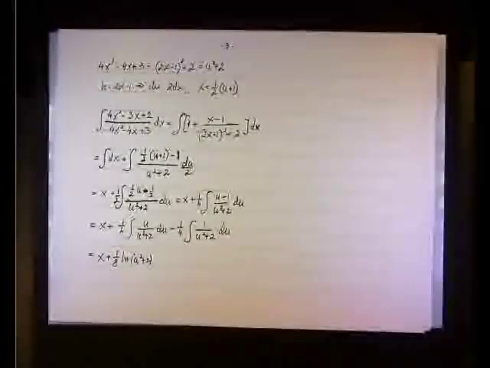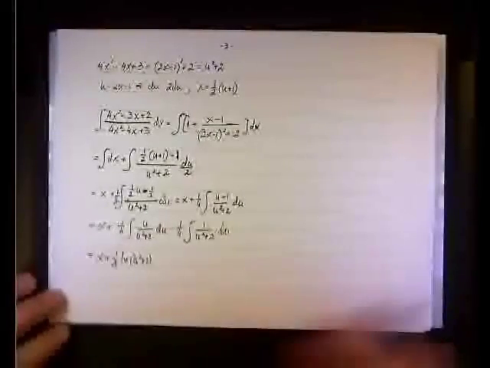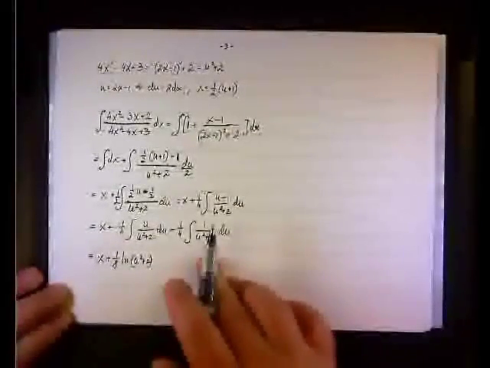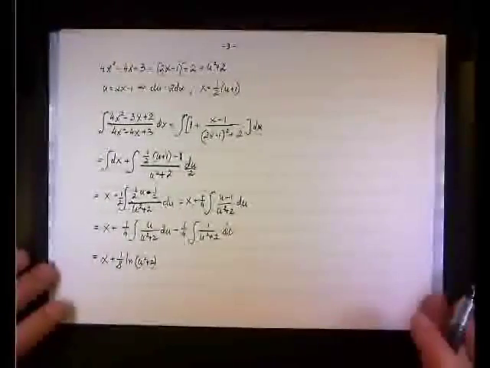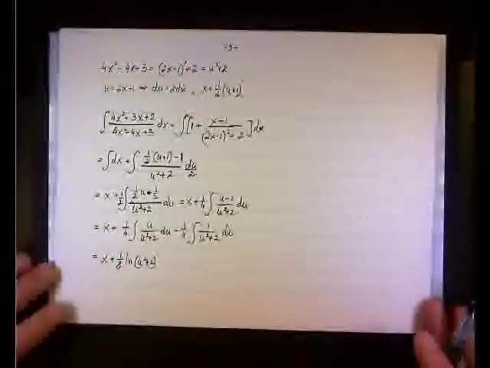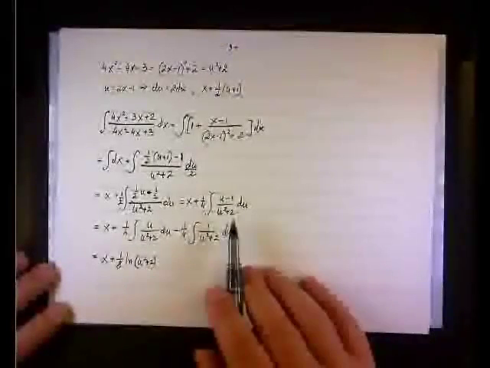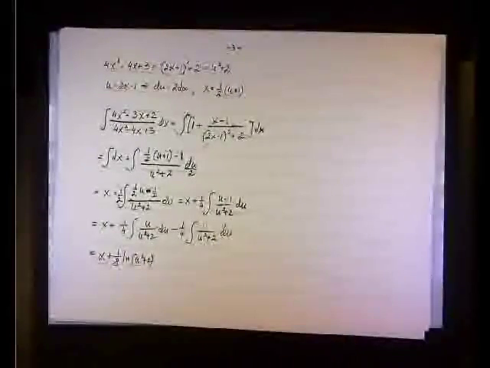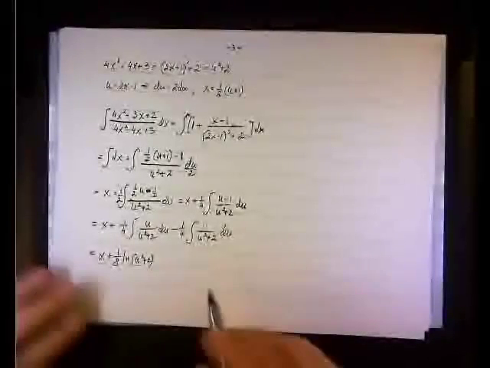Let me rephrase that. The integral of 1 over u squared plus 1 will give me the inverse tangent of u. But 2 is the square root of 2 squared, right?